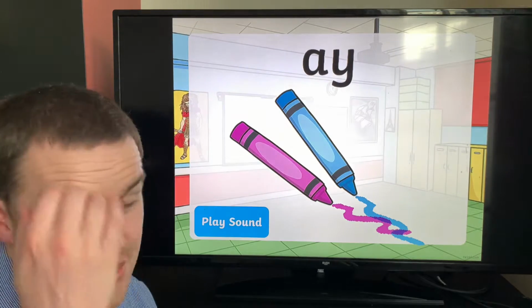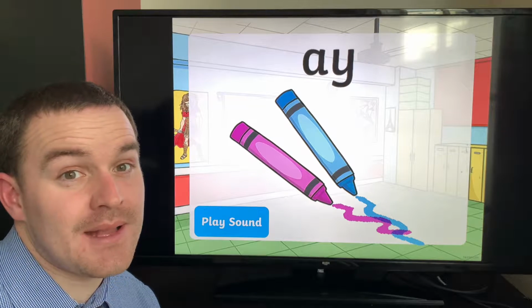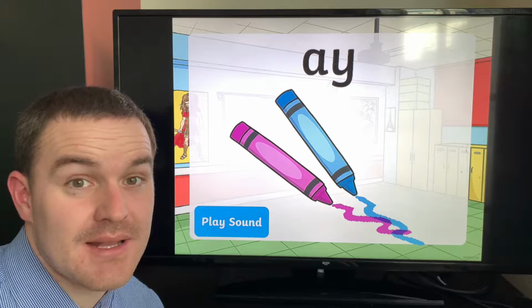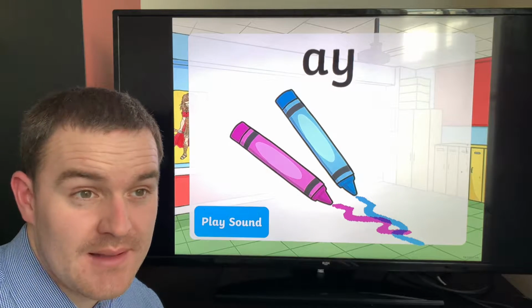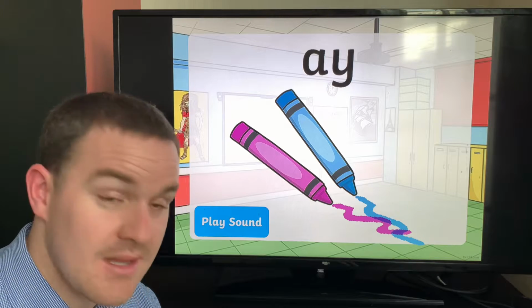A. And of course, AY at the end of a word. Remember, AI usually the middle, AY at the end. But in this word, for crayon, the AY is actually the middle. But most words, if you're spelling it and has an A at the end, use the AY, okay? Next one.